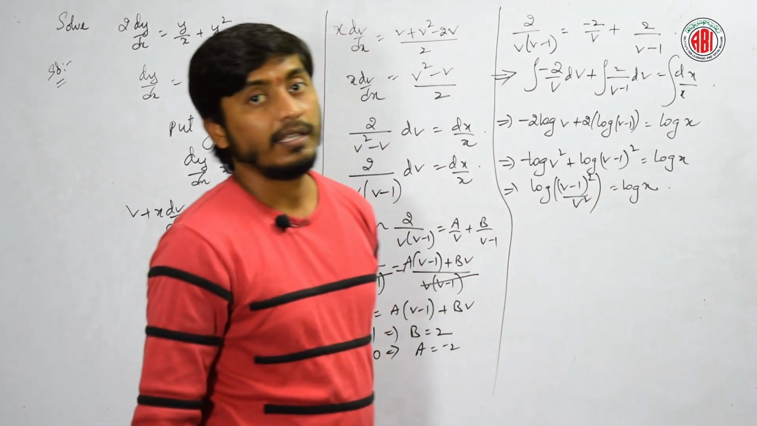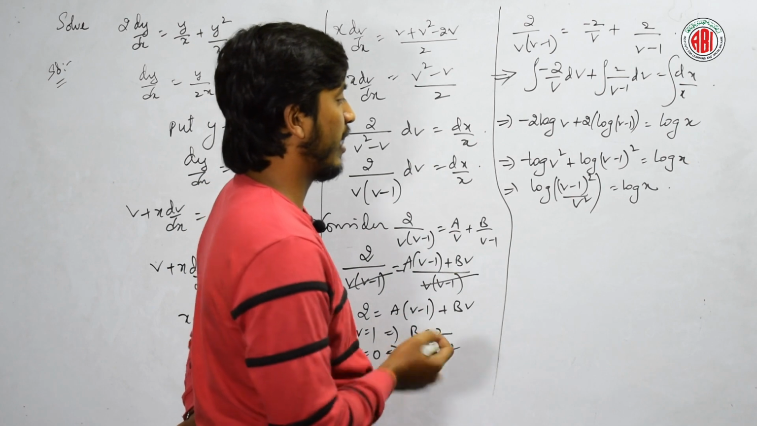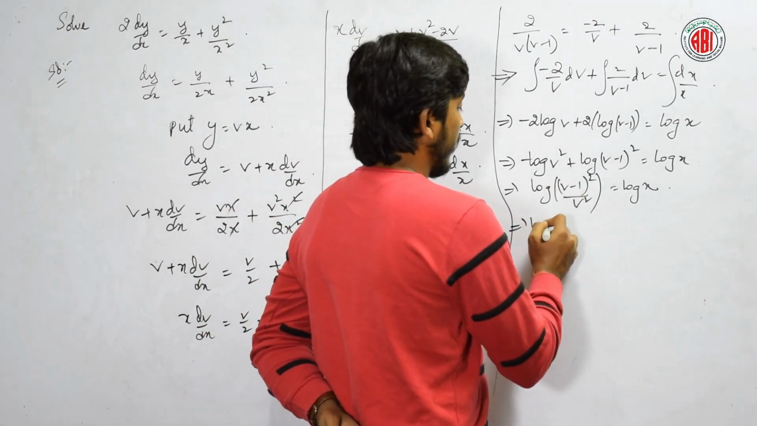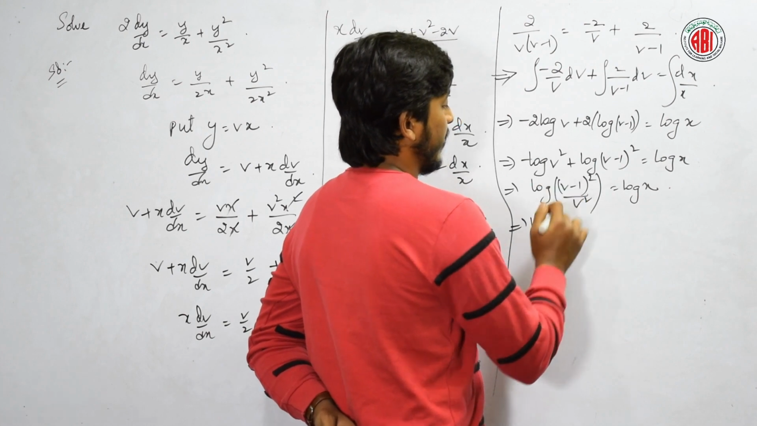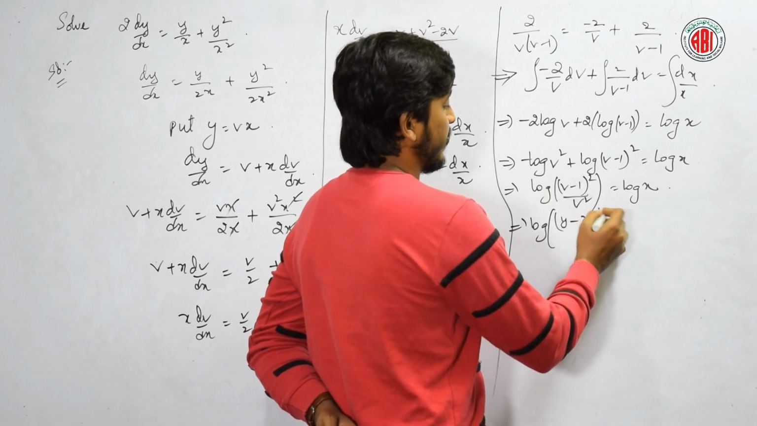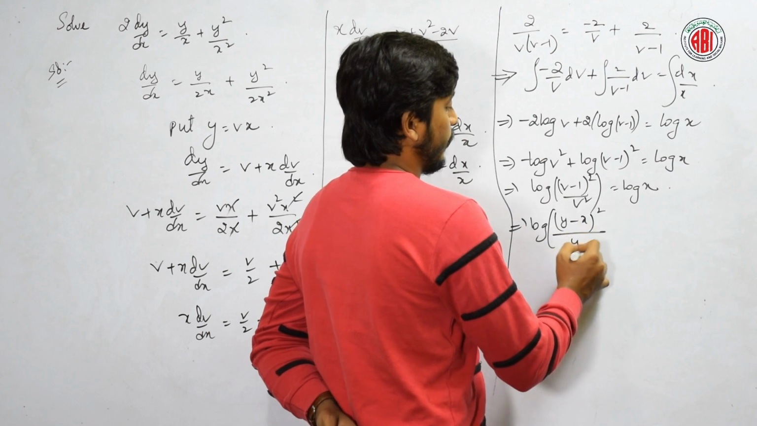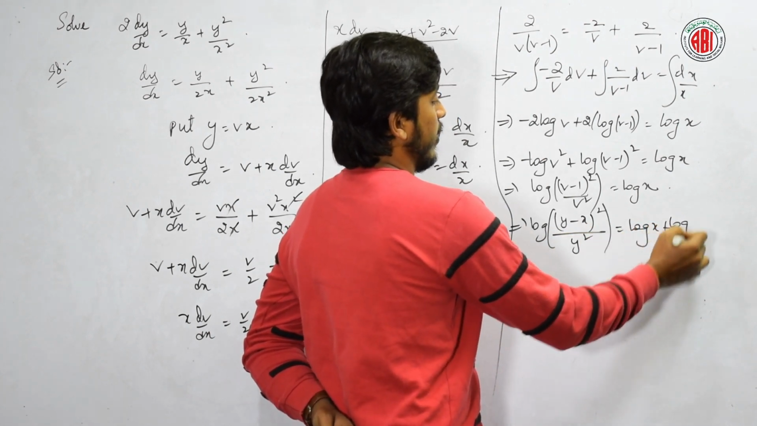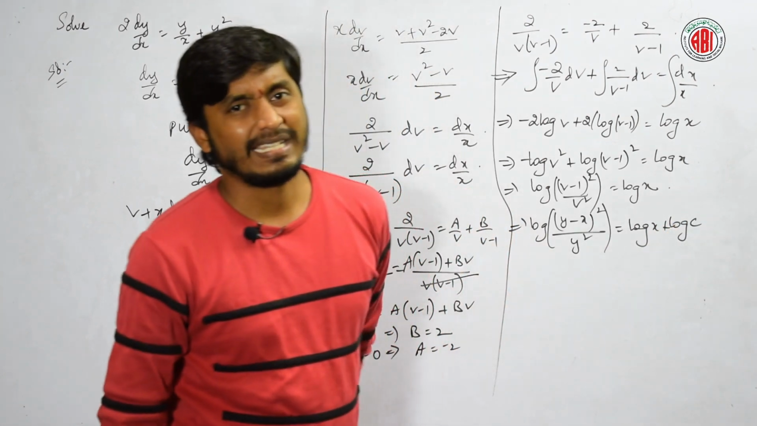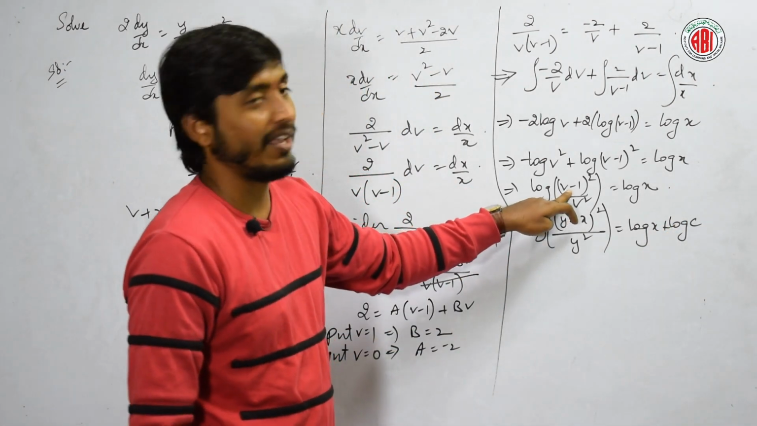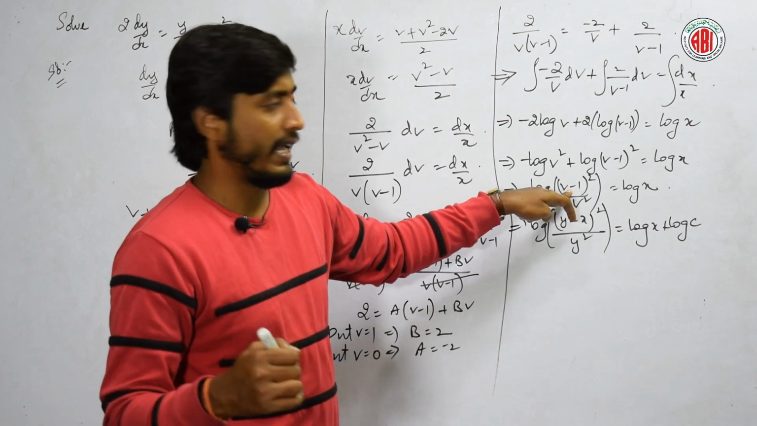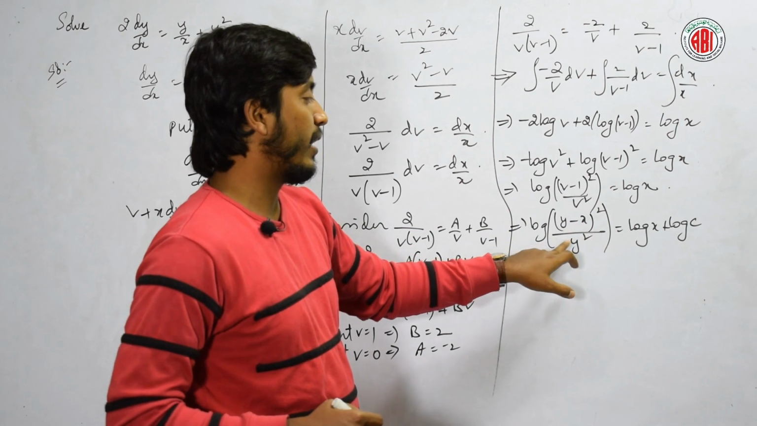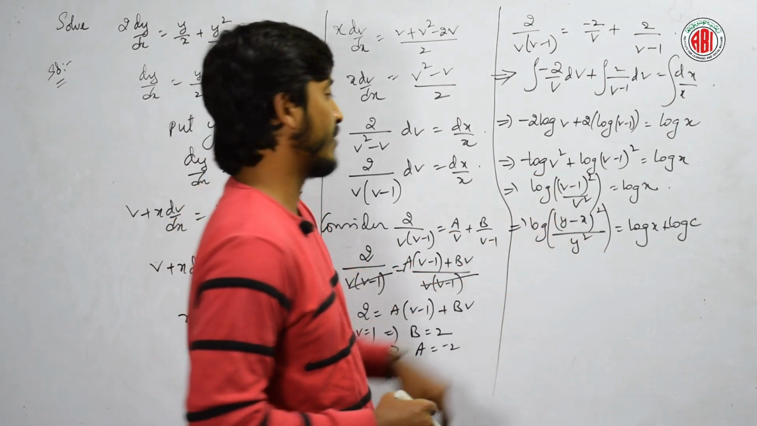Can I write? Now remove that logs both, or else let me simplify only this term. Log of (y by x) whole square, that is (y minus x) whole square by y square. Let us put it as log x plus log c. Did you understand or not? Here I have taken v as y by x. So LCM will be x, (y minus x) whole square. Denominator x square, here also denominator x square. Both will cancel, I will get it as y square.